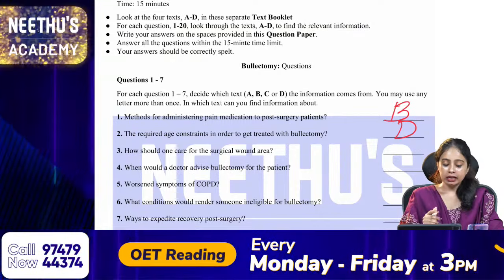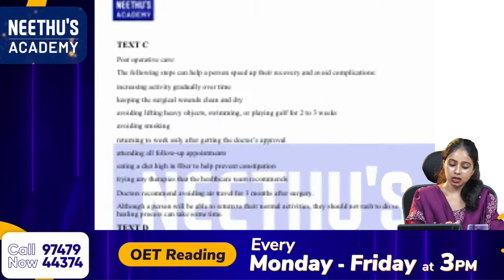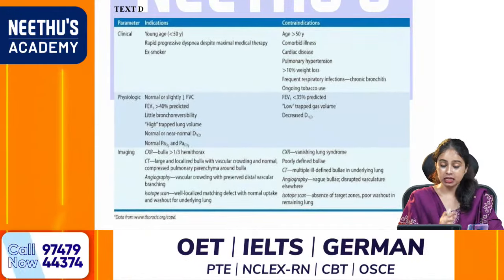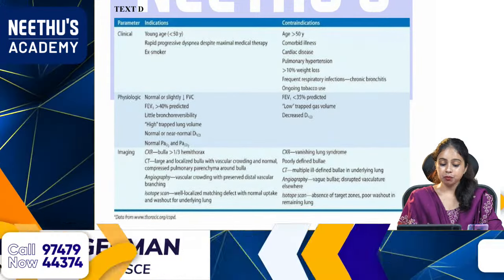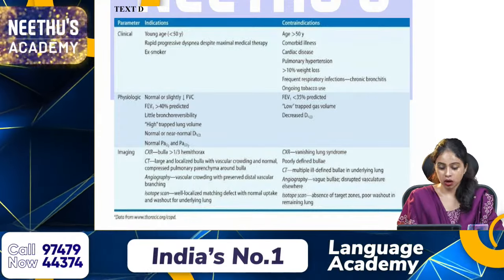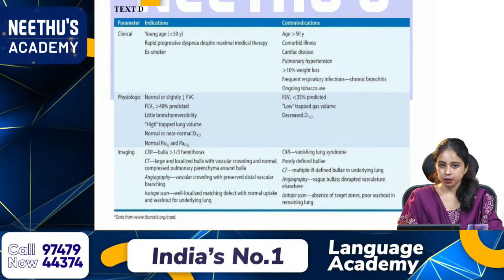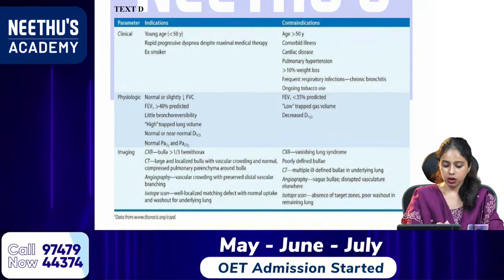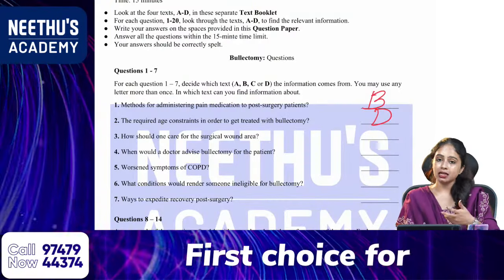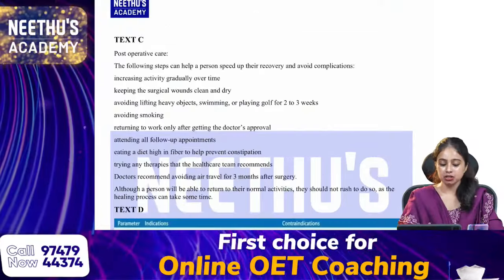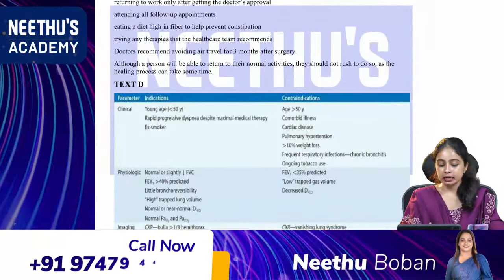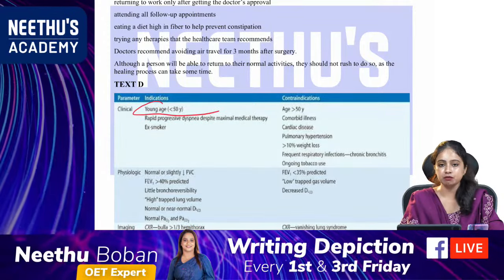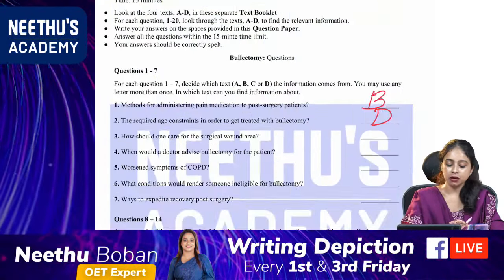Okay. So they have mentioned in text D, as you can see, it's all about a table. They have mentioned the parameter, the constraints, then indications and contraindications here. Okay, very good. The age, in the first line itself, they have mentioned very clearly what clinical setting. The parameter is clinical, and in the indications they have mentioned young age less than 50 years. So it is from text D.